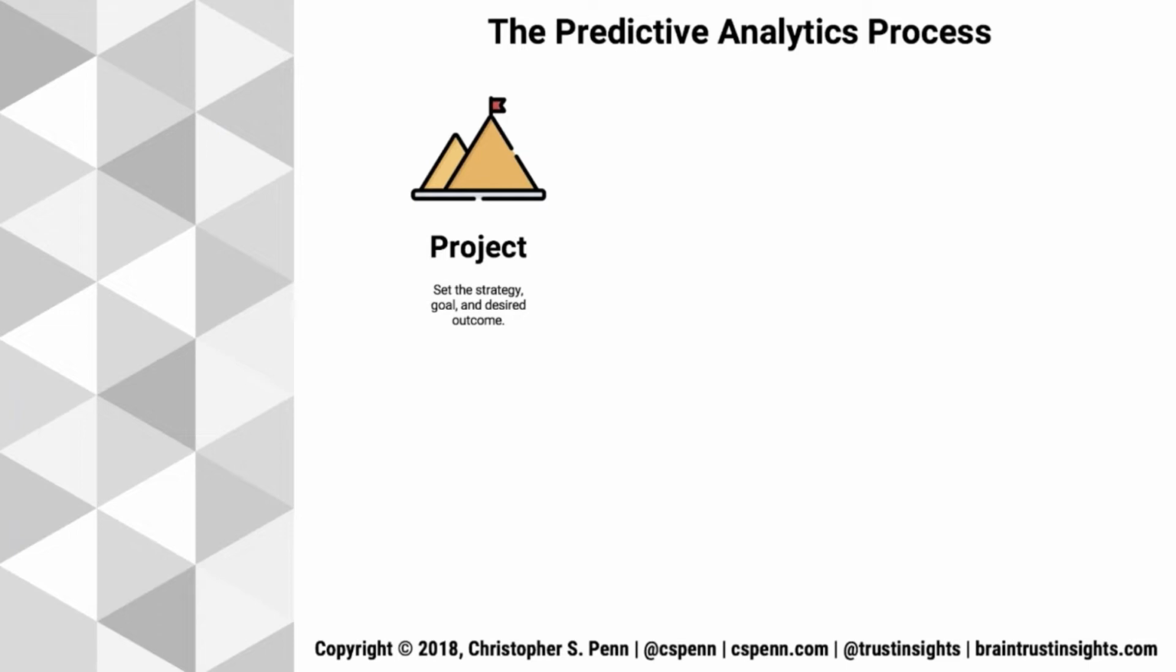So with any project, predictive or not, you need to start at the beginning with what's the question that we're trying to answer? Why are we doing this? And ideally, you would be setting outcomes that align very closely with the business outcomes and the business goals.